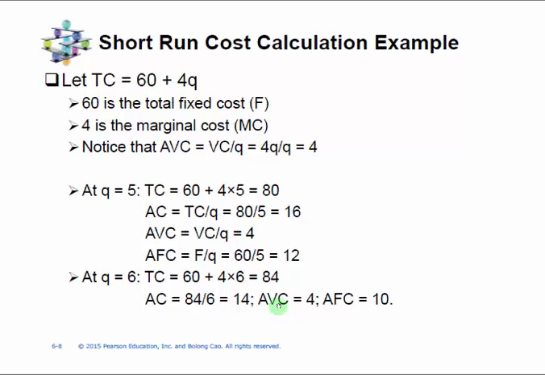And then average variable cost, again, is 4. You can say it's 24 divided by 6, or just use our conclusion before, that it's 4. Average fixed cost now is smaller because it's the same 60. When you're producing 5 units, it's 60 divided by 5. Now you're producing 6 units, so it's 60 divided by 6, you got 10. Okay? So now when you're producing more, the average fixed cost is lower. So this is some simple calculation.